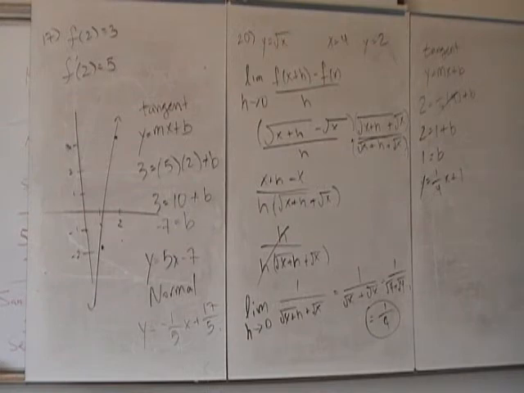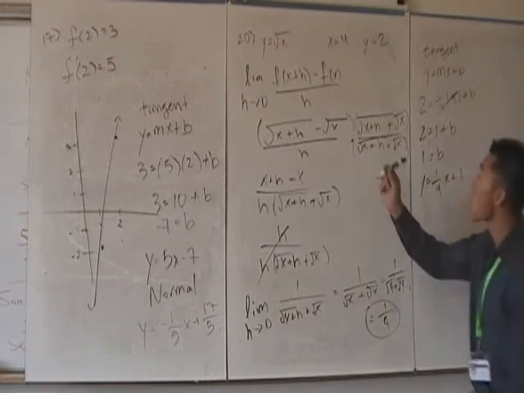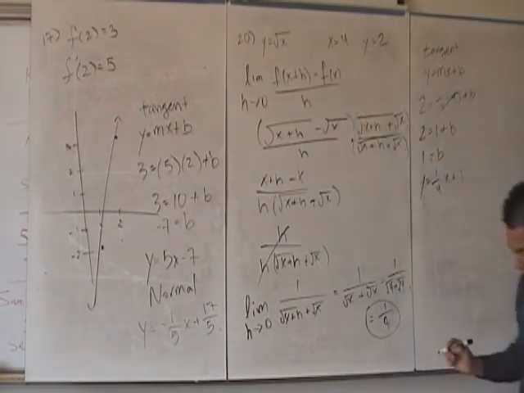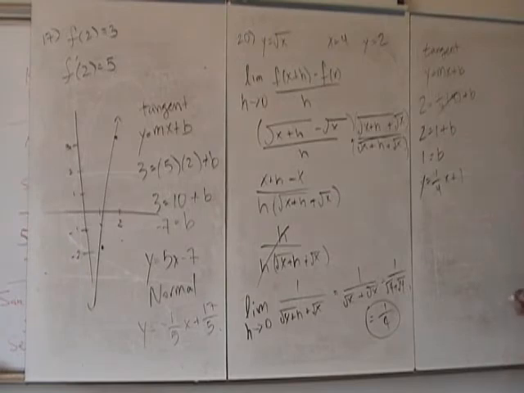Plug in 4 into x, and that tells you the y. Alright, and then for your normal line, same thing, y equals mx plus b. So what's our slope for our normal line? -4. So 2 equals -4 times 4 plus b, so 2 is equal to -16 plus b, b is equal to 18. So your equation of the normal line is that.